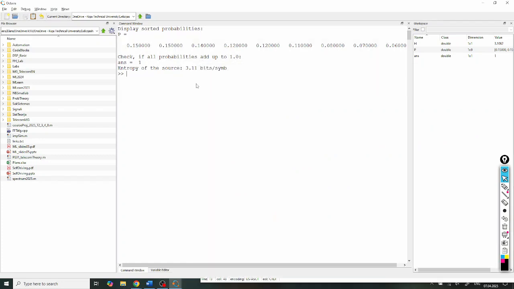Okay, so that's 3.11 bits per symbol, meaning that on average, I'm going to need to have 3.11 rectangular pulses for each of the symbols. But that's impossible, yes? I need to use either 3 or 4. There is not really much choice for me.